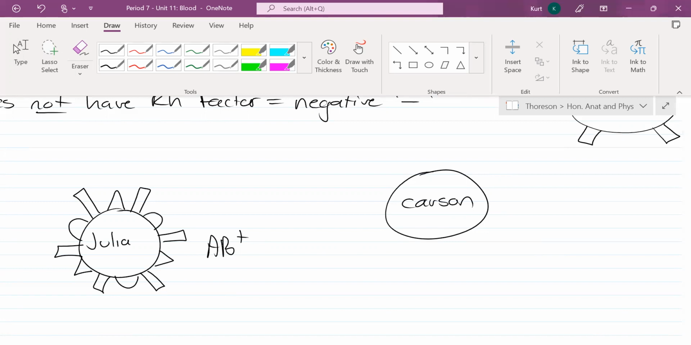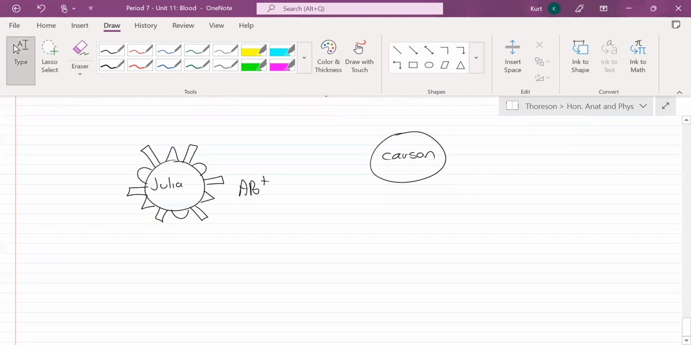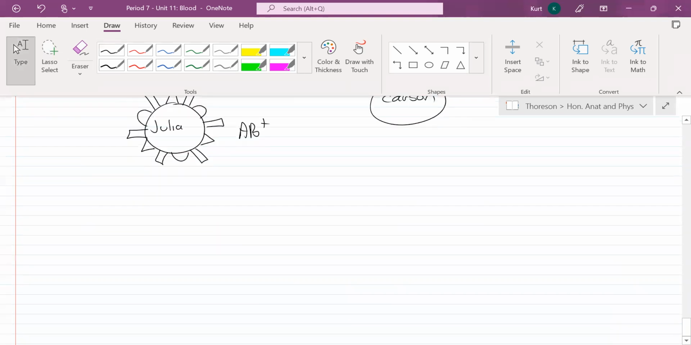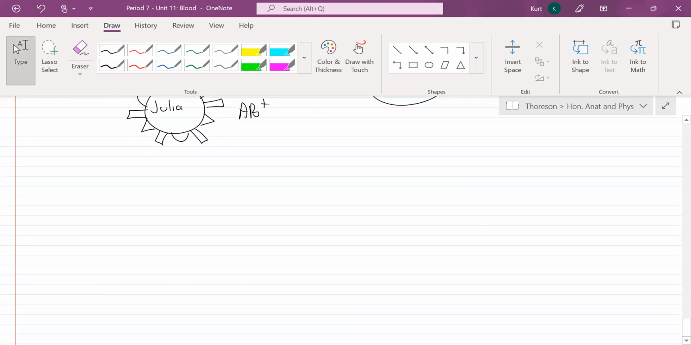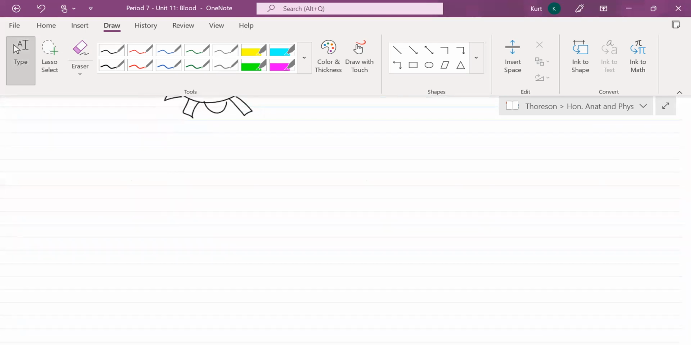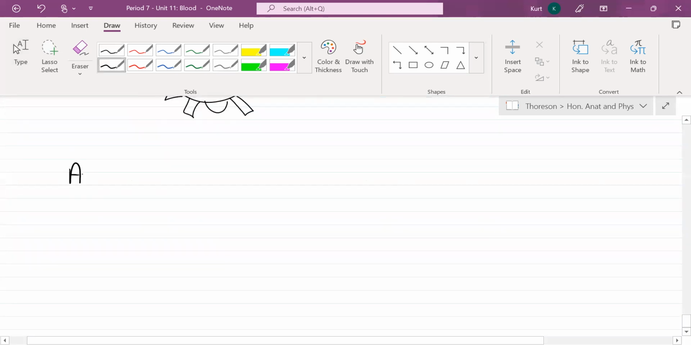Okay. So what I'm going to do is I'm going to pass out an assignment to you. And I want you to first identify just all the blood types: A positive, negative, B positive and negative, O positive and negative, and AB positive and negative. But before we get to that, let's do one last thing. Let's see if you guys can figure this out.